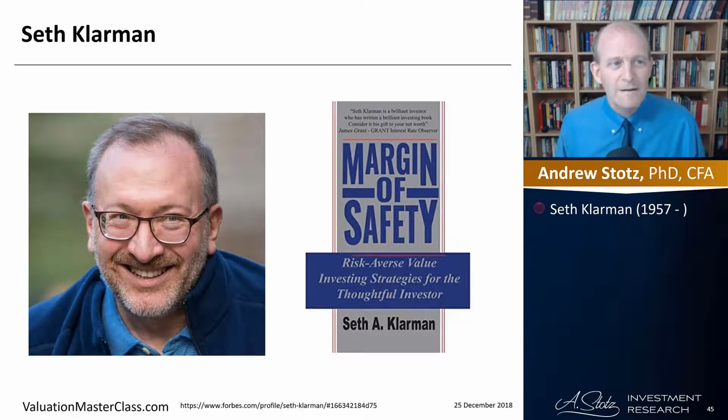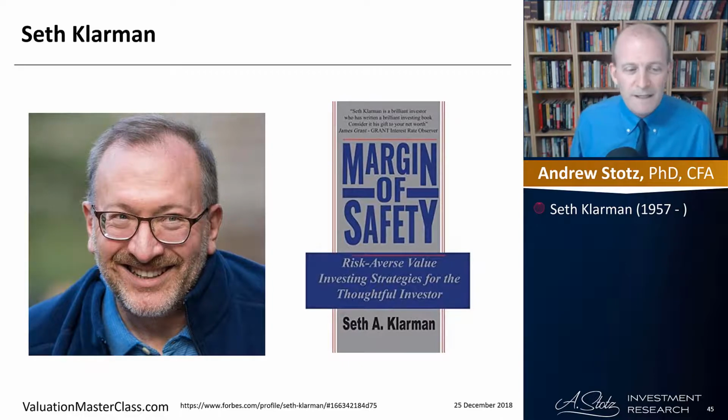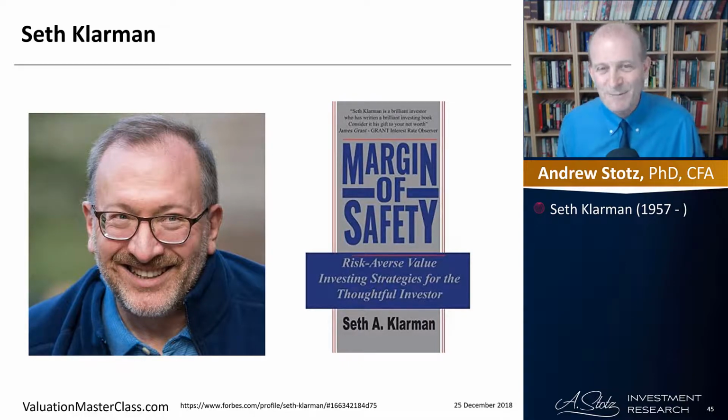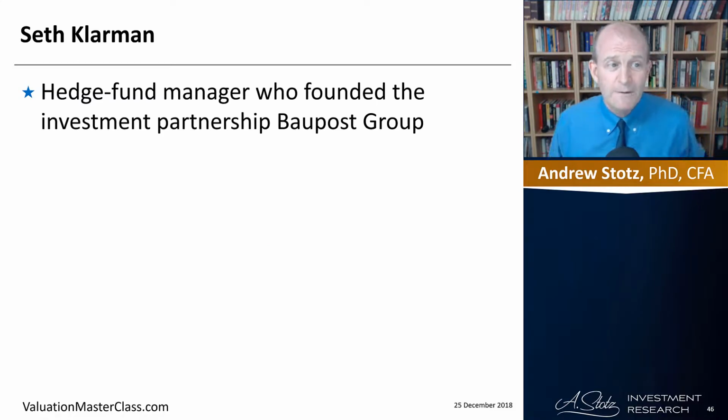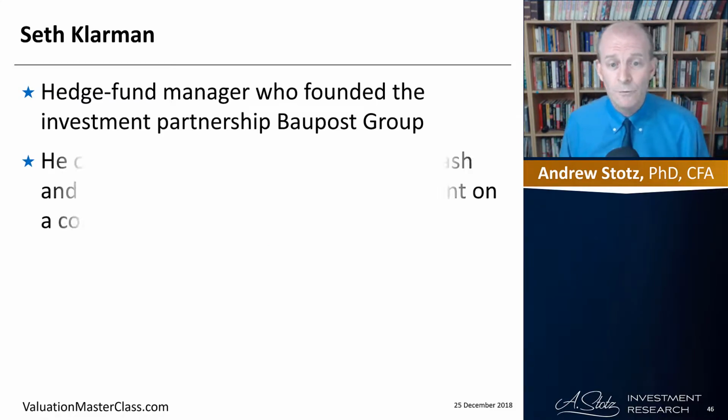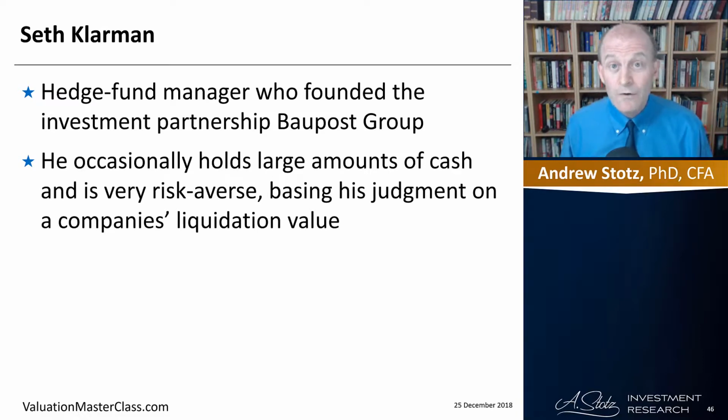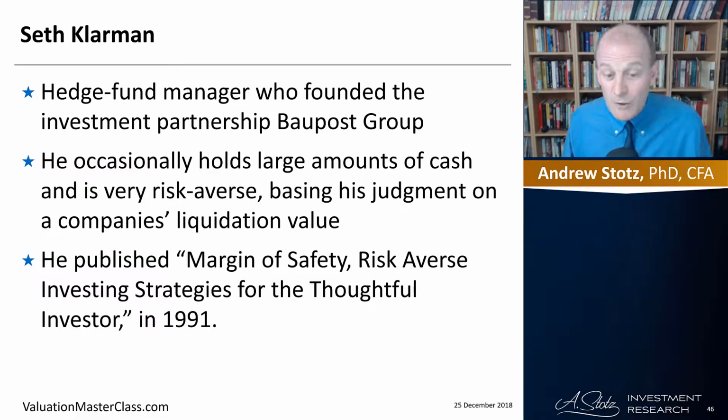Let's talk about Seth Klarman. Now, he was born in 1957, so he's a little bit younger. I was born in 1965, so he's a little bit older than me. He wrote a book, Margin of Safety, and he's a hedge fund manager who founded the investment partnership Baupost Group. He occasionally holds large amounts of cash and is very risk averse, basing his judgment on a company's liquidation value, which means when the market's super high, he may not be investing at all. He published Margin of Safety: Risk Averse Investing Strategies for the Thoughtful Investor in 1991. I have to confess, I have not read this book, but I want to.